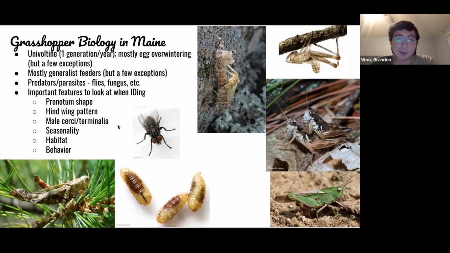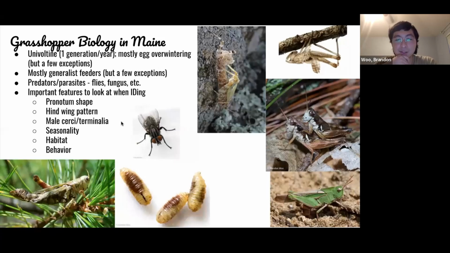And then behavior too. Obviously, most of our species just jump away from you, typical grasshopper behavior. And a lot of species will fly away as adults. But some species will fly really, really far. Some species will fly all the way down the path. Some species will fly 2 feet.